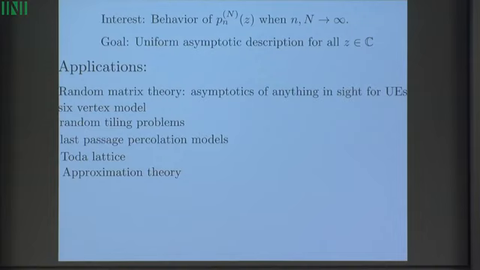And here are just a few applications. We'll probably hear about more applications than these in the next couple of days. One of the reasons for interest in orthogonal polynomials, not that recently anymore, has been studying asymptotics of statistics of eigenvalues for unitary ensembles of random matrices and their relatives. There's also very interesting work in the 6-vertex model, in random tiling problems, last passage percolation, and totally asymmetric lattice models, and approximation theory, among other things. We'll hear more about them maybe.